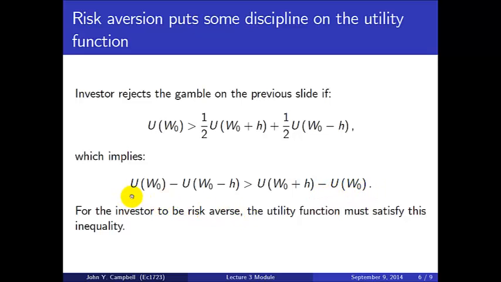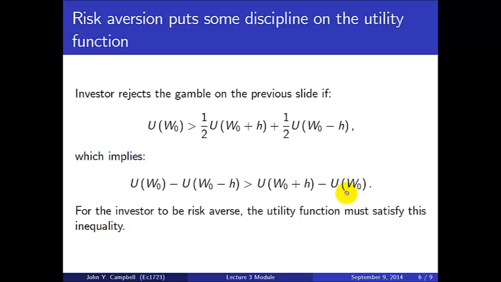What's the interpretation? On the left, we have, you could call this the pain of losing. This is the utility difference between staying where you are and losing. So call this the pain of losing. On the right, you have the pleasure of winning. This is the difference between the utility if you win and the utility if you stay where you are. So risk aversion, very intuitively, just means that the pain of losing is greater than the pleasure of winning.